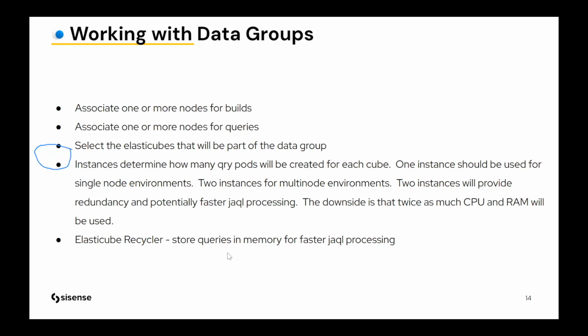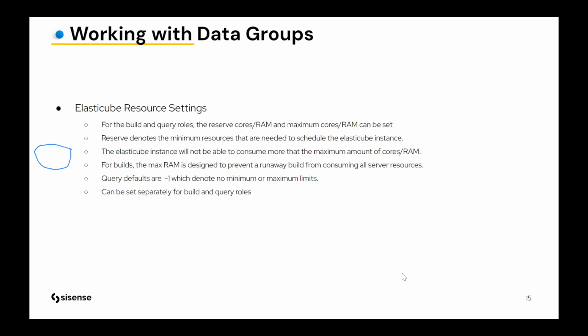The ElastiCube recycler will store queries in memory for faster processing. ElastiCube resource settings: for build and query roles, the reserved core and RAM, and maximum core and RAM can be set. Reserve denotes the minimum that is needed to schedule, and maximum denotes the maximum. If you don't have the minimum required on the node, Kubernetes will look to schedule that on another node. If there's not another node that has the available resources, the pod will not be able to schedule.